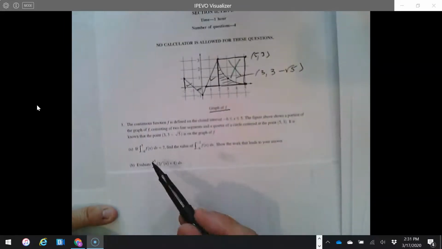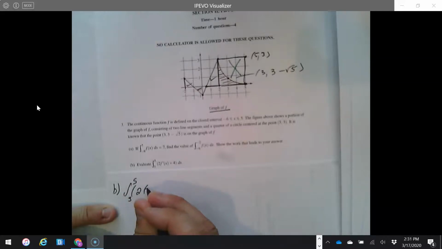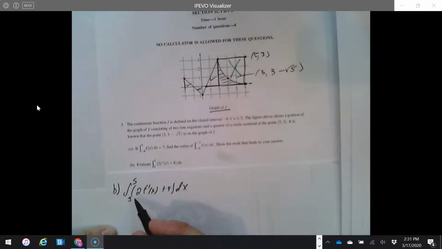Part B. Evaluate the integral from 3 to 5 of 2 times f prime of x plus 4. The integral from 3 to 5 of 2 times f prime of x plus 4. Okay, well, I don't know that we're going to have any algebra trickery here. But what I do know is this. You want me to find the integral of 2 times f prime of x plus 4.